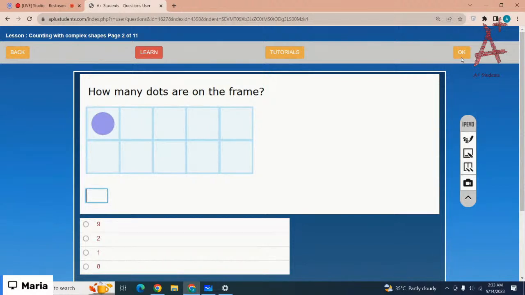How many dots are on the frame? Which is the correct option? So which is the correct option? Very good. There is only one dot. The correct option is 1.